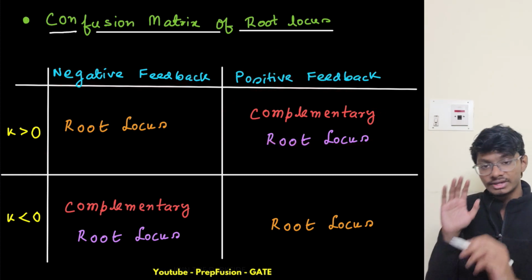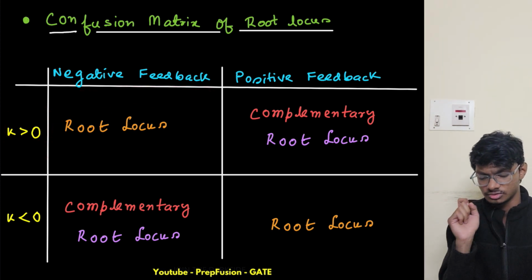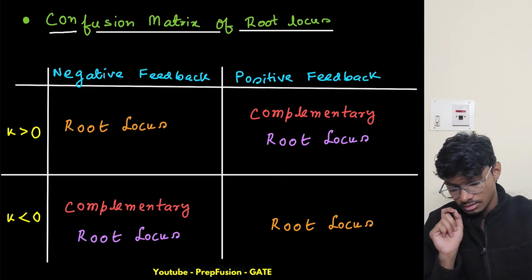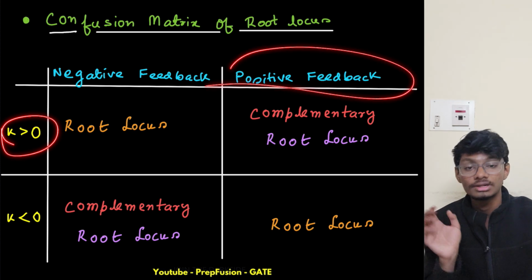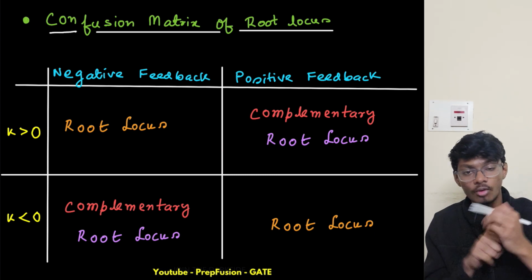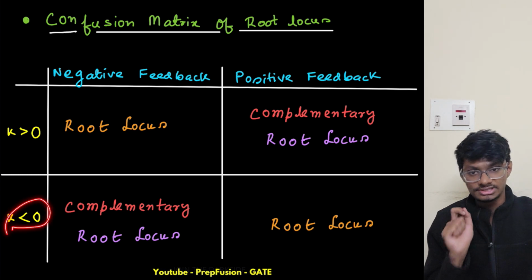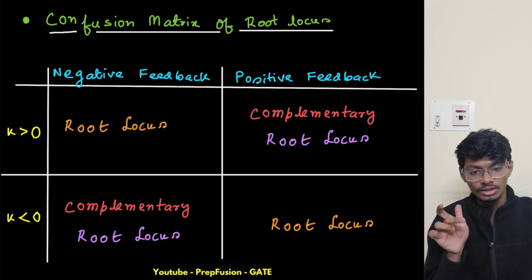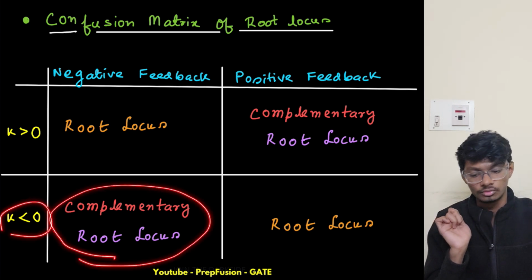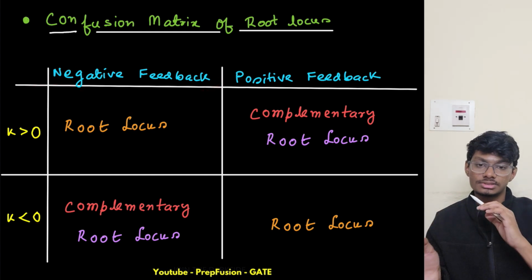So what I can see, if my k is positive and I have a negative feedback, the simplest solution is normal root locus. You solve it using normal root locus. Now if my k is positive but I have a positive feedback, then you solve by the rules of complementary root locus, as taught to you in the previous lecture as well. Now if my k is negative, things become a bit tricky. If my k is negative, I have to use complementary root locus for negative feedback. Why? Because due to negative k, this negative feedback changes to positive feedback.